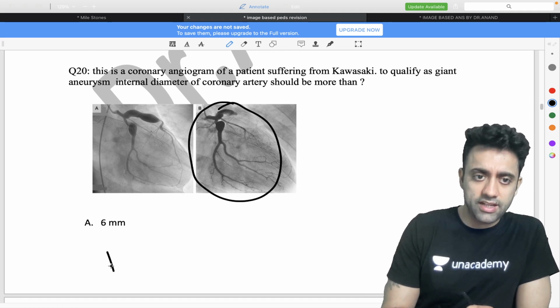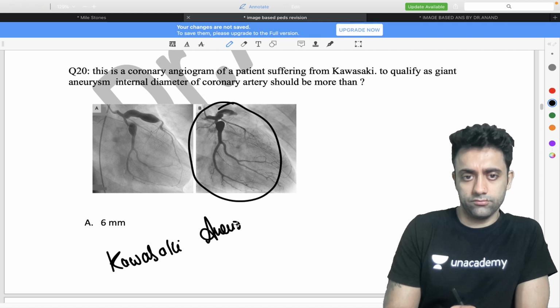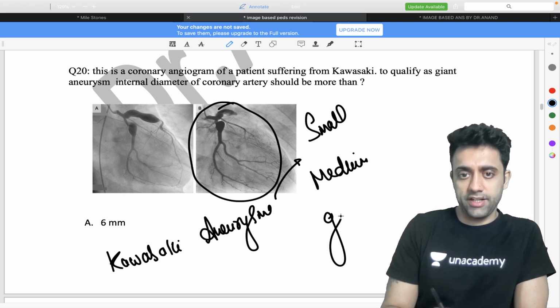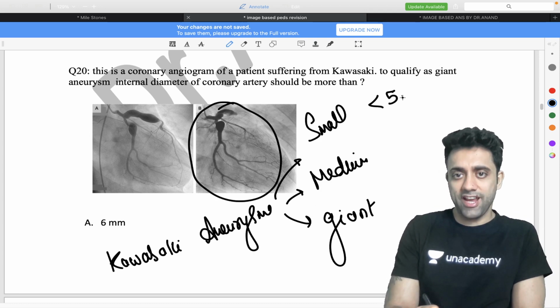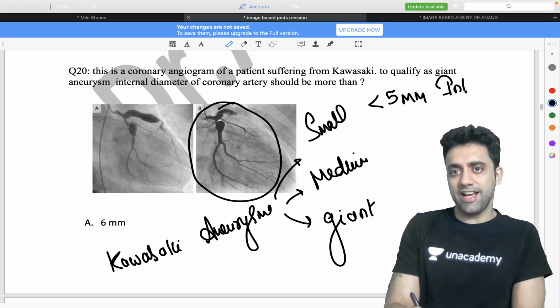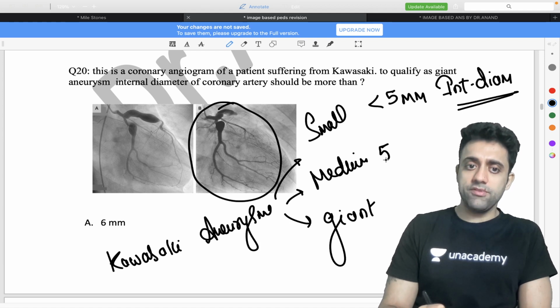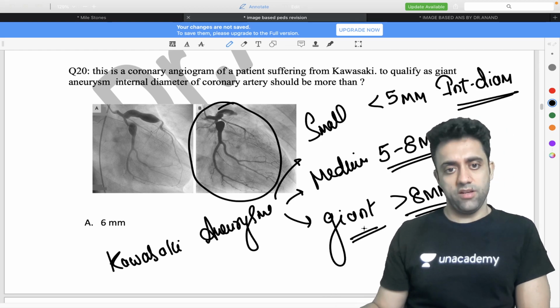So remember in Kawasaki aneurysms, we have the small aneurysm, the medium aneurysm, and the giant aneurysm. Three aneurysms we have: small, medium, and giant, right? The small aneurysm of Kawasaki is usually less than 5 millimeter in internal diameter, medium Kawasaki aneurysms are usually 5 to 8 millimeter, and more than 8 millimeter will be the giant aneurysms.